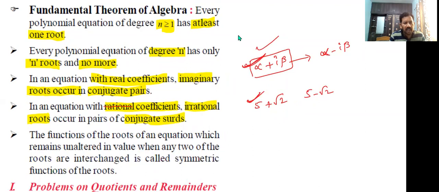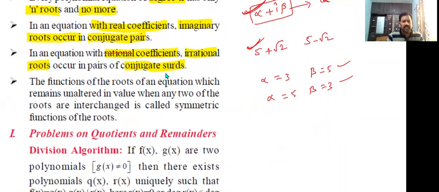Next, a function of the roots of an equation which remains unaltered in value when any two of the roots are interchanged is called a symmetric function. Suppose a quadratic equation is given. A quadratic equation means you know that there are two roots. If you interchange the roots, suppose alpha value is 3, beta value is 5, or you can interchange like alpha is 5, beta is 3. Okay, so there is no change in that polynomial equation.